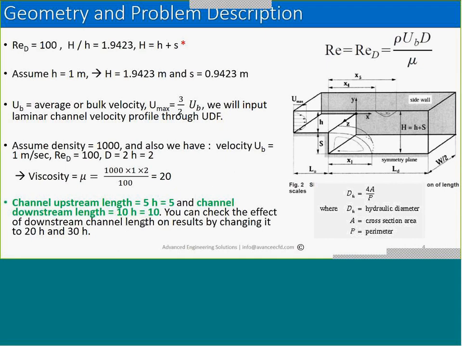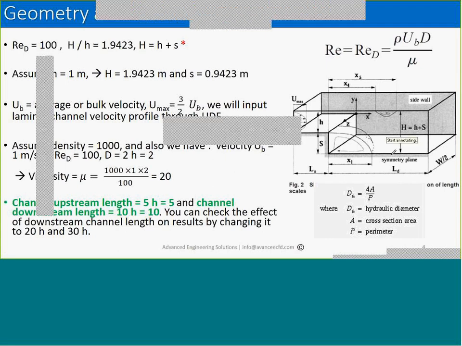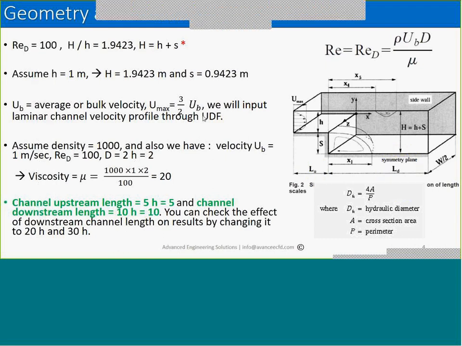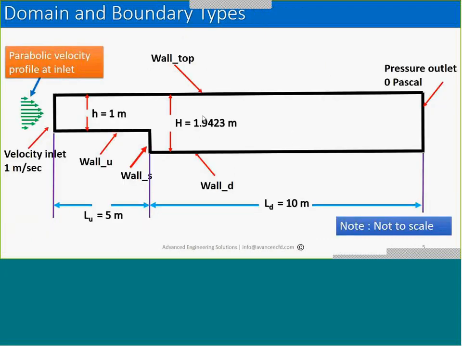As the Reynolds number is increasing, you have to increase the downstream length, which is the LD. This length, the LU, is good enough, but the LD may be short depending on the Reynolds number. As the Reynolds number is increasing, you have to increase this length also. Okay, so you have to decide based on the flow conditions.